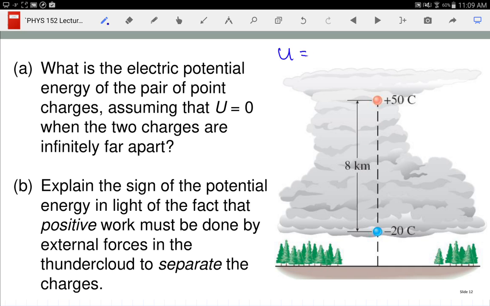U is equal to, what's my equation? k q1 q2 only over r. Remember, I made that mistake too of saying r squared, because the force is over r squared. Actually, it's positive. I made that mistake earlier. I'm making all the mistakes for you. So, yes. And it's putting in our numbers.